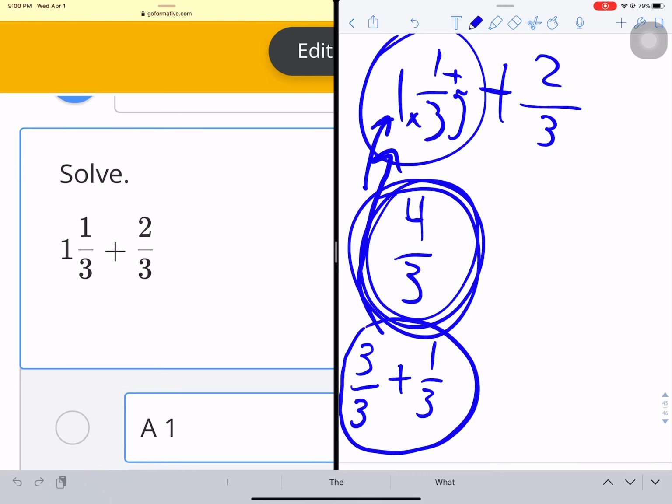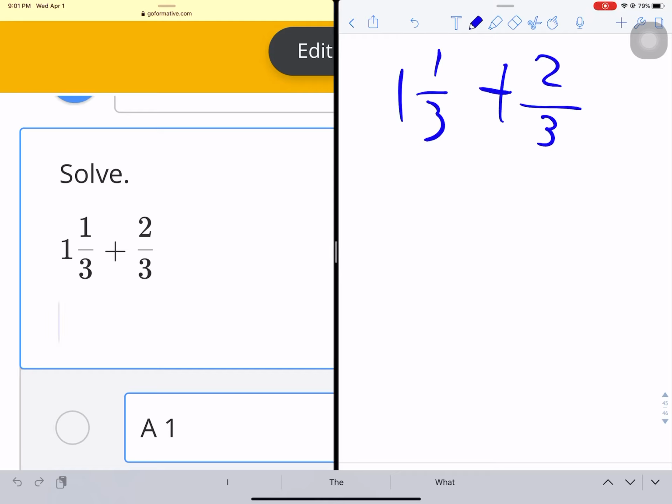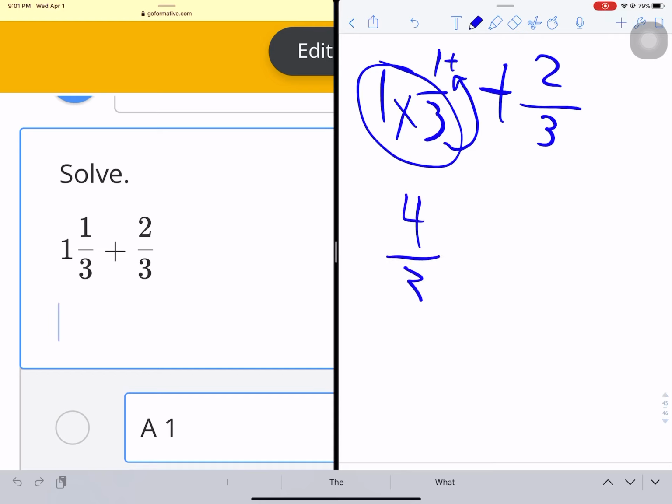So the fast way to get to 4/3, if you're wanting to turn mixed numbers into improper fractions, is to recognize this. You can take the 1 times 3 right here, which is 3, and then add the top number, which is 4. So 3 plus 1 is 4, and then keep the bottom number the same. So 4/3, which is another way of doing that.